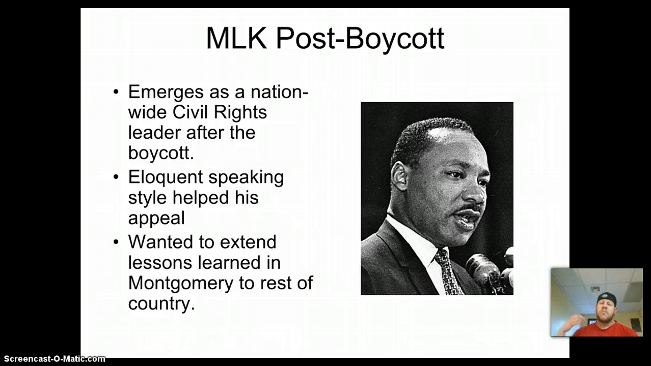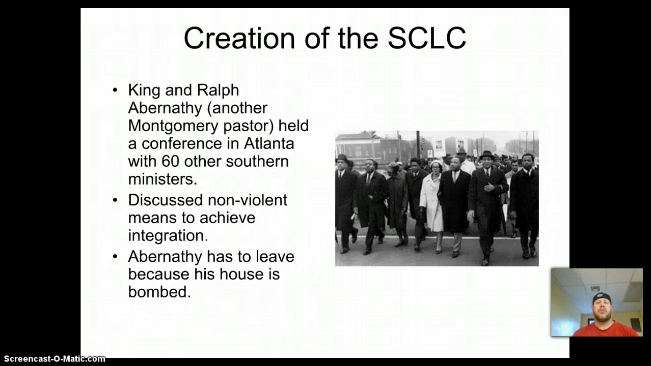A young man, with a family, really wanted to extend the lessons learned in Montgomery. Really say, hey, this worked here in Montgomery. Can we make it work other places too? Is the big question, and that's kind of the question that people want to bring out.